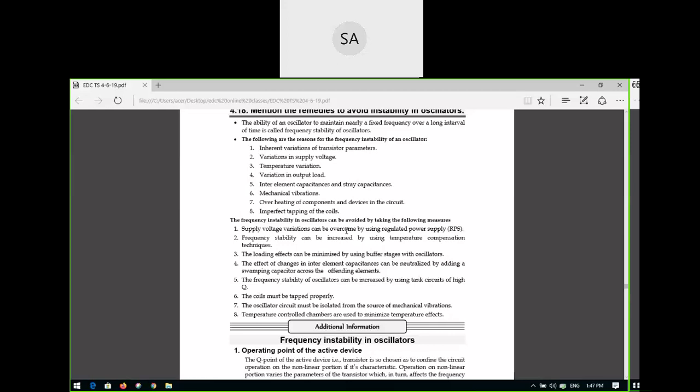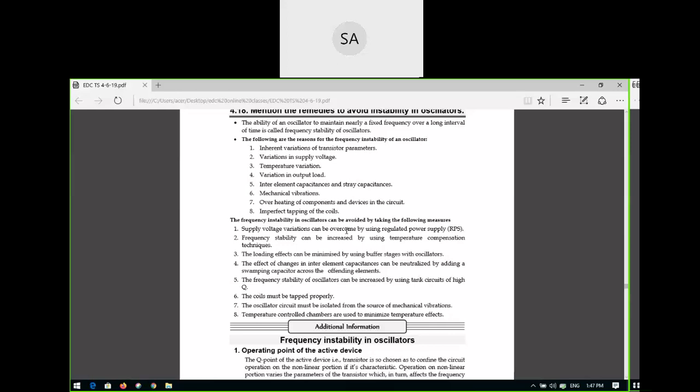So if the load value changes, the output voltage also changes. So if you are changing the load value, the output voltage changes, so the oscillations also change. And another effect is the internal capacitance effect, which you can call stray capacitances.